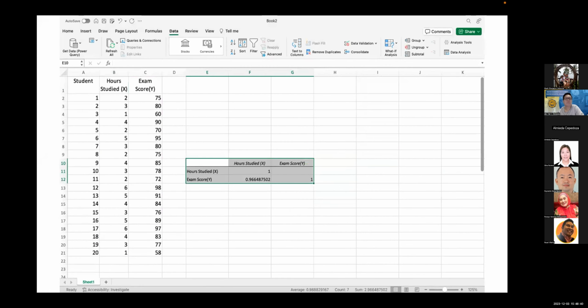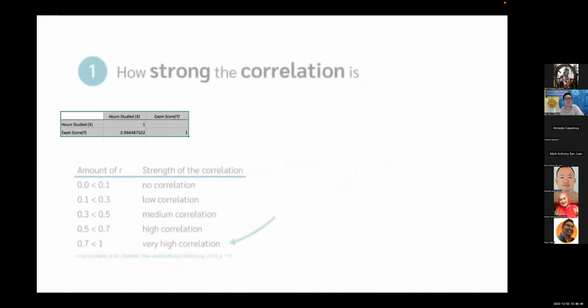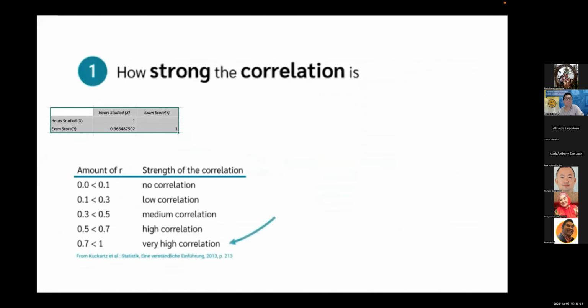So the correlation coefficient is given, which is 0.966487502. When we compare this to the table, r equals 0.9, we speak of a very strong correlation.